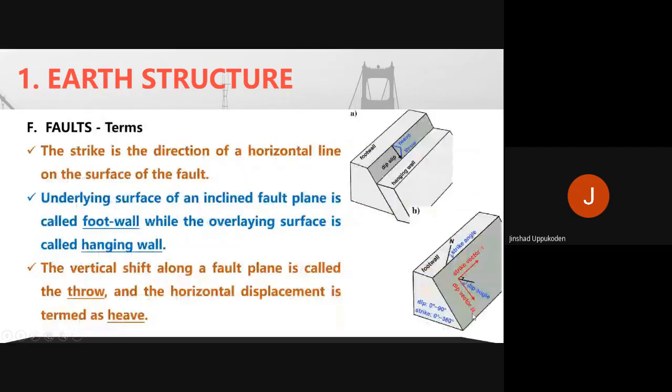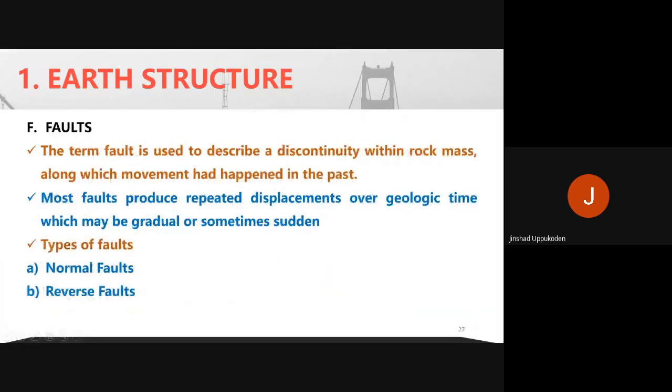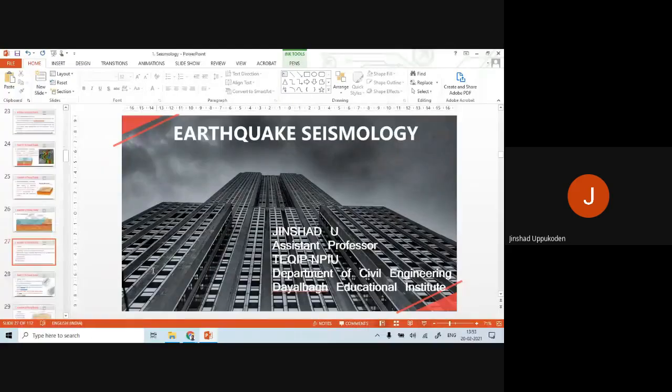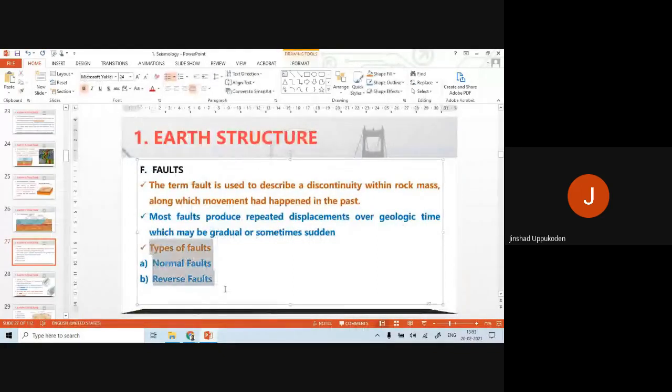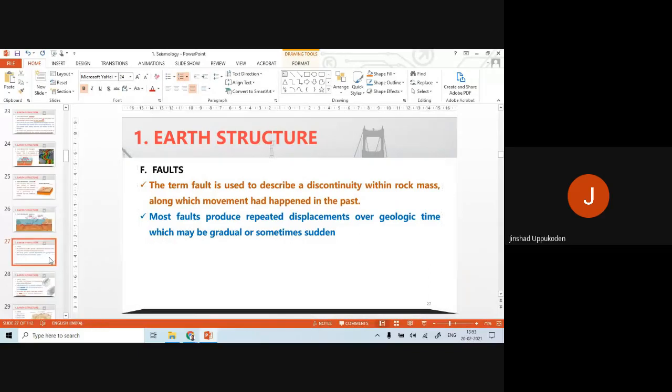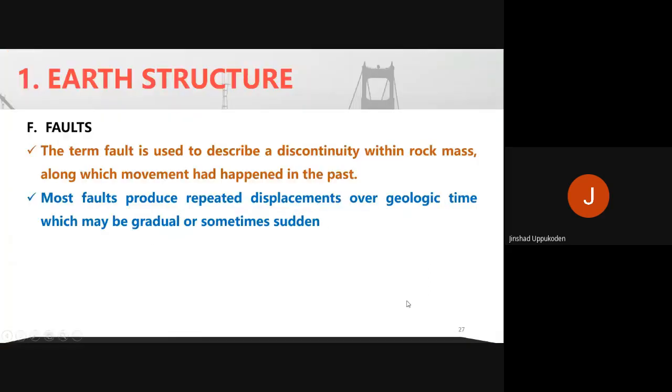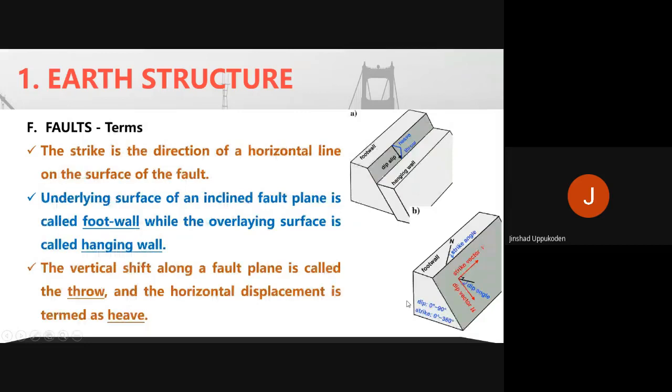No, there are more types. Don't consider this for the time being. Before I go into much detail regarding this, I think you must have learned this in geology. I'm not sure. So, there are certain technical terms that you have to study in faults.